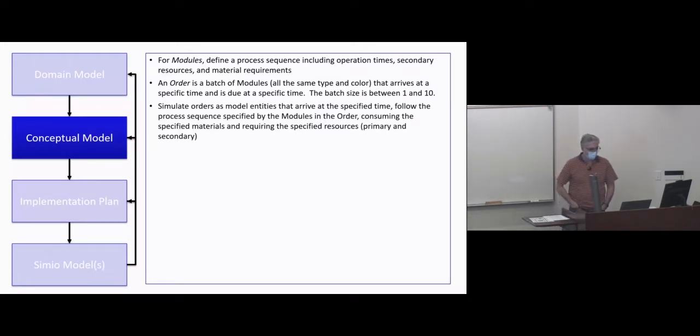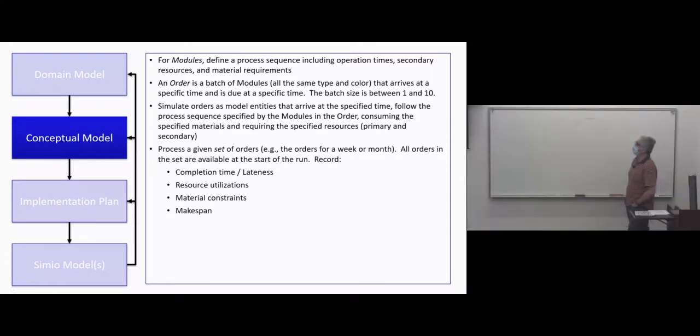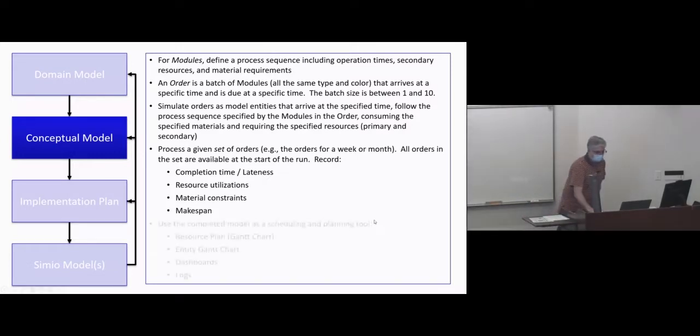We want to simulate orders as model entities. They arrive at a specific time. They follow the sequence, the stuff that I mentioned before. We want to process a given set of orders, for example, for a week or a month or whatever you happen to be given. And when we process those orders, we want to record completion time, lateness, utilizations, material constraints, and makespan for the order. All of that was kind of given to us.